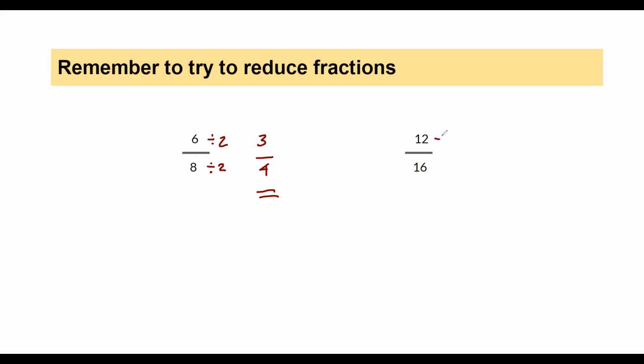12/16. We can also divide that by 2. That's usually a good place to start. Divide both the top and the bottom by 2. That gives us 6/8. 12 divided by 2 is 6. 16 divided by 2 is 8. And notice that that's the same as this fraction over here. So we know that that is also equivalent to 3/4, dividing both the top and the bottom by 2.